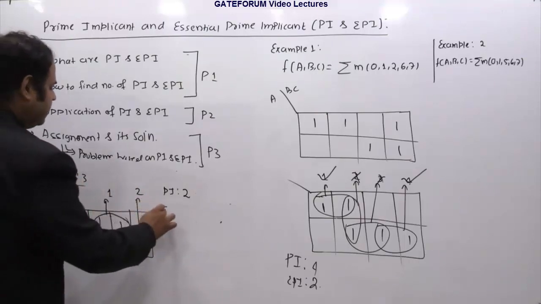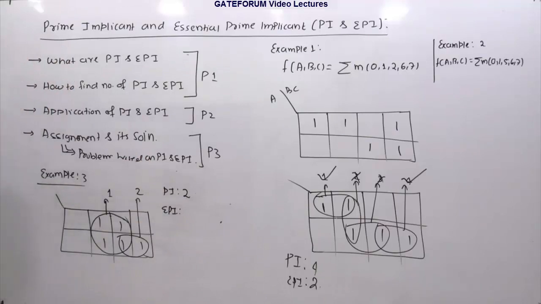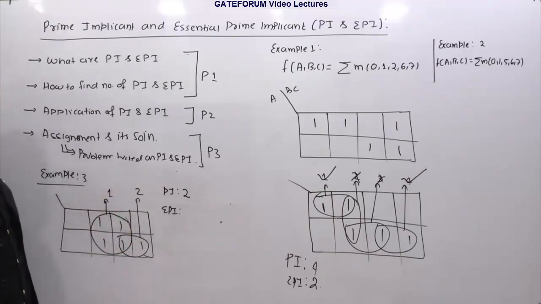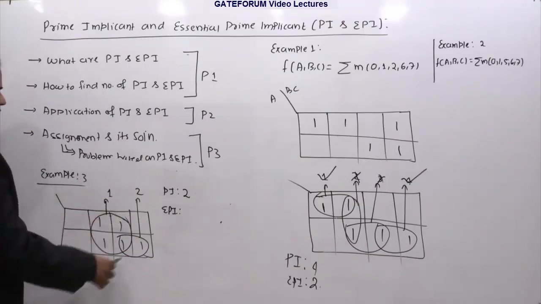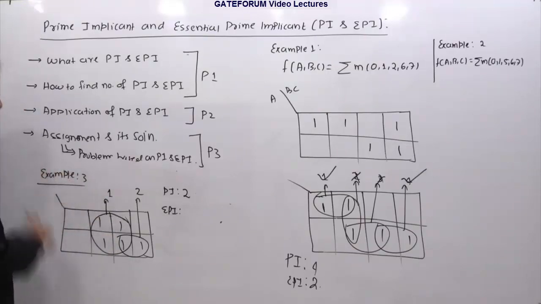Now the next thing is, how many EPI, how many essential prime implicants, are there? Then I should check whether this is qualifying to be EPI or not, and whether this is qualifying to be EPI or not. How do I check it? What I should check is, among all 4 mean terms, does it contain at least one mean term which is not shared by multiple groups?